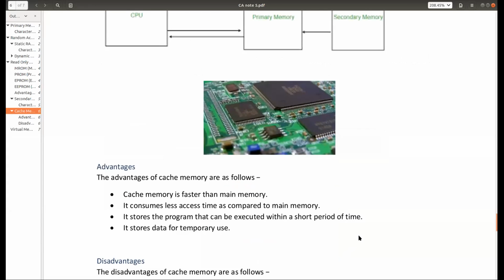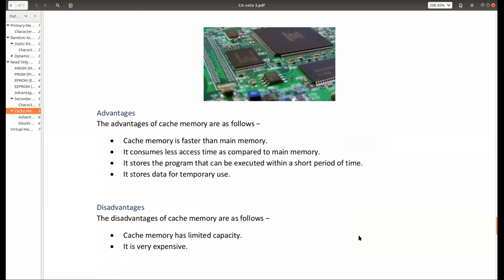So what are the advantages of cache memory? The advantage is, as I told you, that it is much faster than main memory. Why? Because if main memory is West Bengal, cache is Hooghly district. The area is smaller, so obviously it is much faster. Next, it consumes less access time. That's why it is faster actually. Less access time means less time to access data, right?